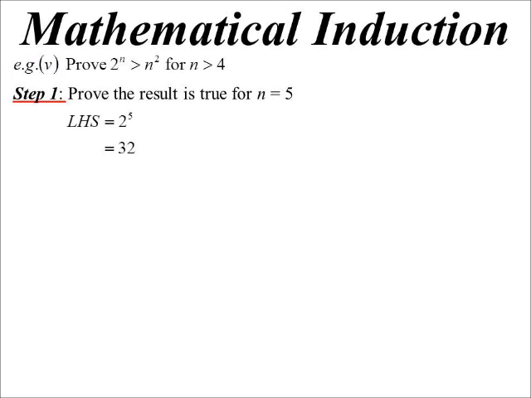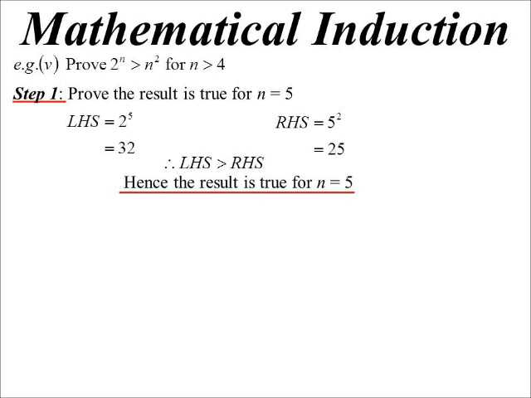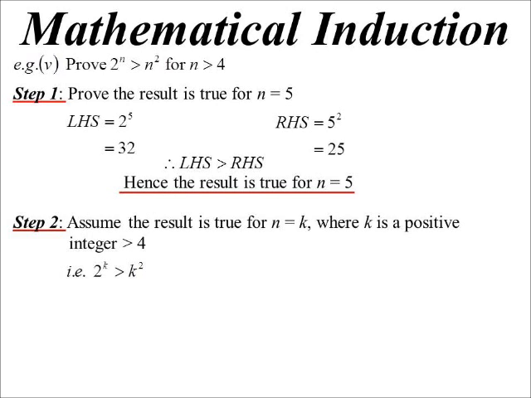So left-hand side, 2 to the power of 5, that's 32. Right-hand side, 5 squared, 25. Yes, 32 is certainly bigger than 25. So yes, it does work for our first case of 5. Going to assume the result's true for n equals k, where, again, we match the condition, k is an integer greater than 4, or another way of saying that, greater than or equal to 5.